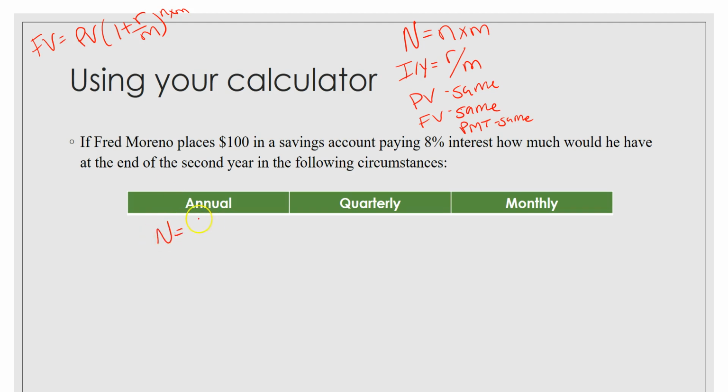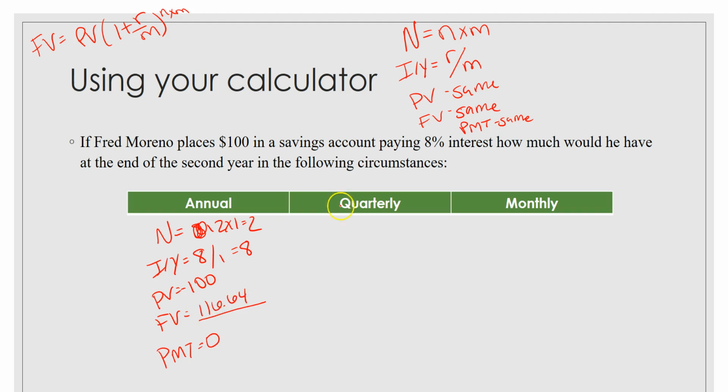So our N is 2 times 1. Our IY is 8 divided by 1, so 8. Our present value is 100, and you can put a negative in there if you're thinking about it. He took it out of his pocket to put it into a savings account. Our future value is what we're wanting to solve for, and our payment is 0. And we got 116.64.